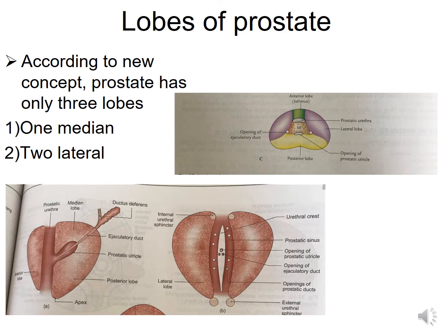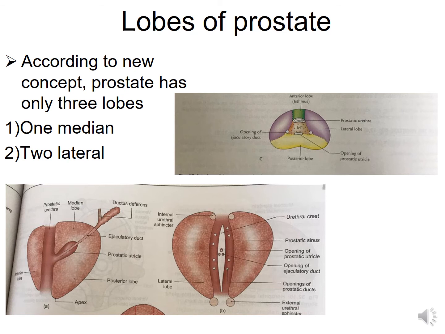between the anterior lobe and the median lobe, and this prostatic urethra bears the opening of a blind sac, the prostatic utricle, and also the ejaculatory ducts, and in between we have a median lobe, and then below the ejaculatory duct we have posterior lobes. So this is the present classification of prostate.